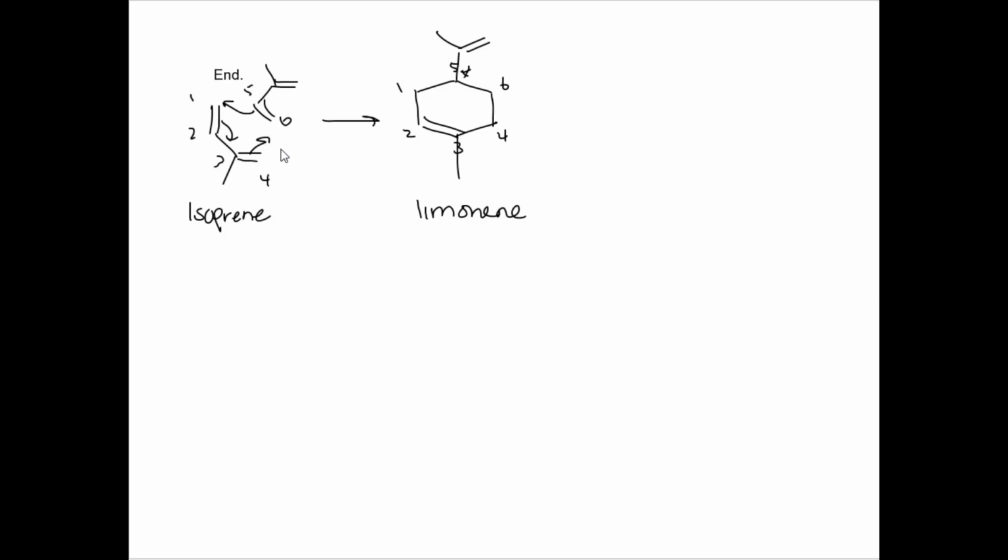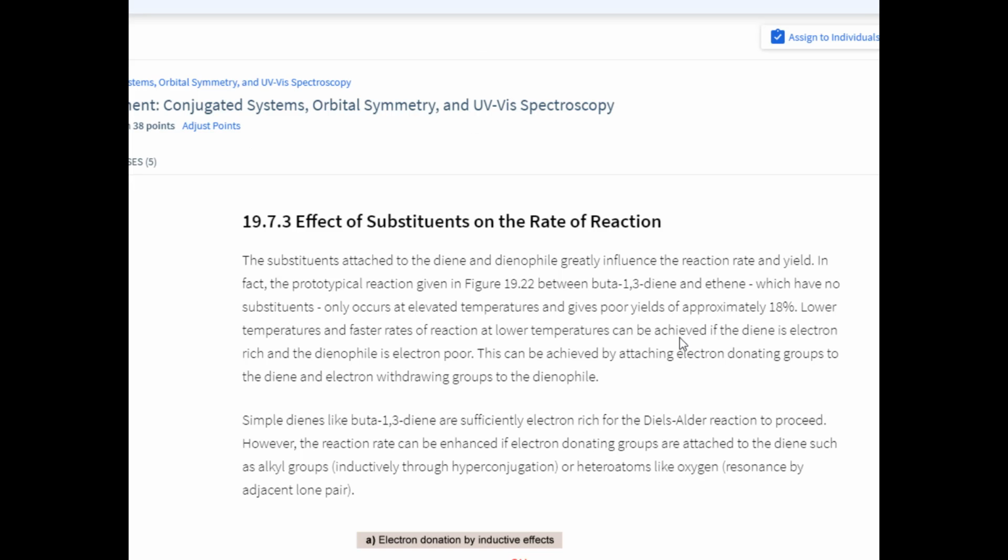Now, the other thing that I'm going to point out here is the idea that in a Diels-Alder reaction, there is a way to optimize this Diels-Alder reaction to make it go as quickly as possible. And that is, if I go to the Top Hat textbook here, in chapter 19, it talks about the effect of substituents on the rate of reaction.